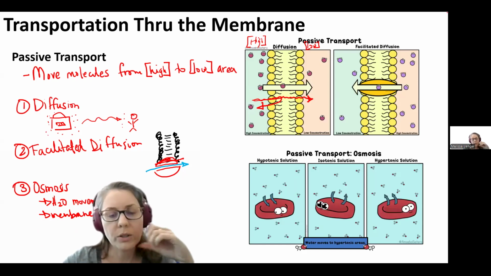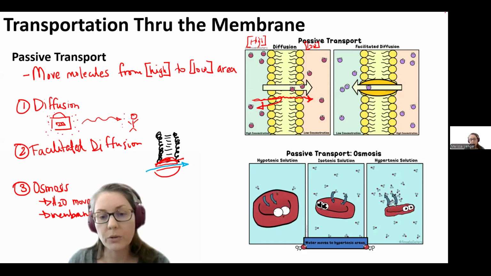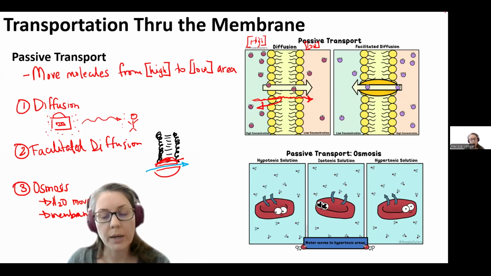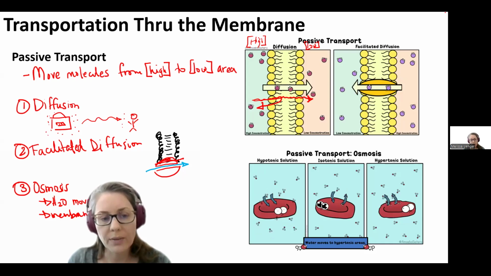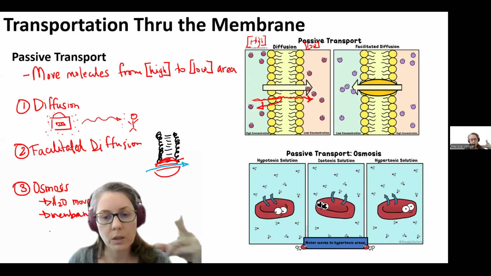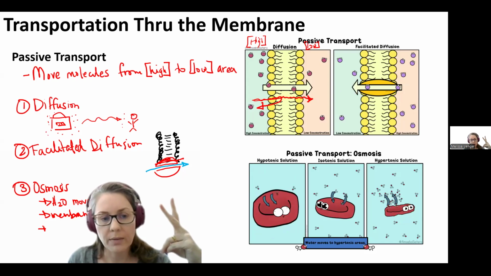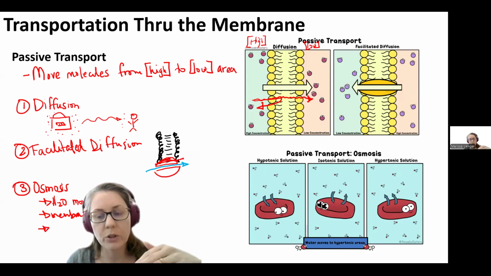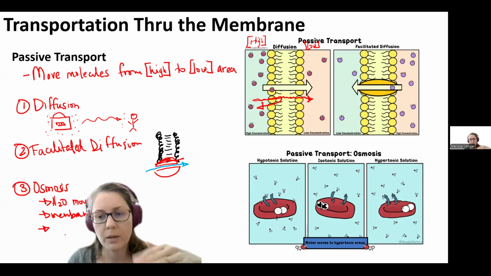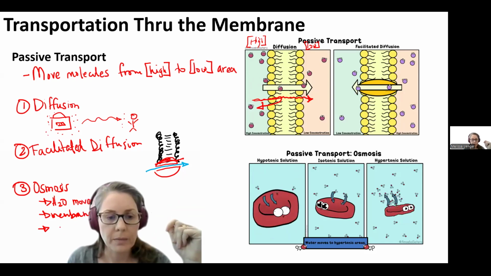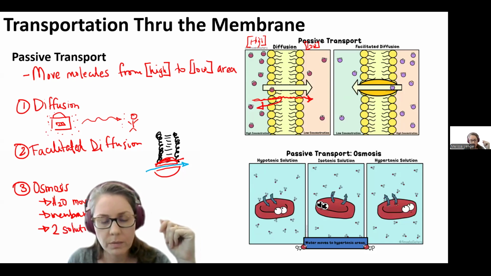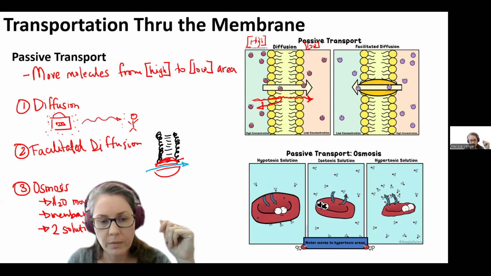The other thing is you also have to still have a gradient. So you have a gradient of water, but the other thing in the water is the solute. So really you have to have two solutions. You have to have one solution on one side of the membrane and another solution on the other side of the membrane. So you have two solutions across a membrane.